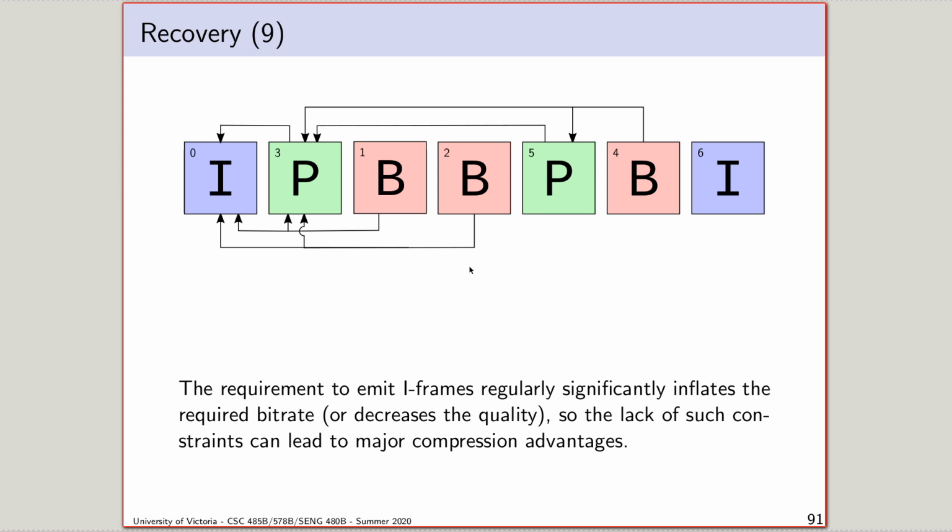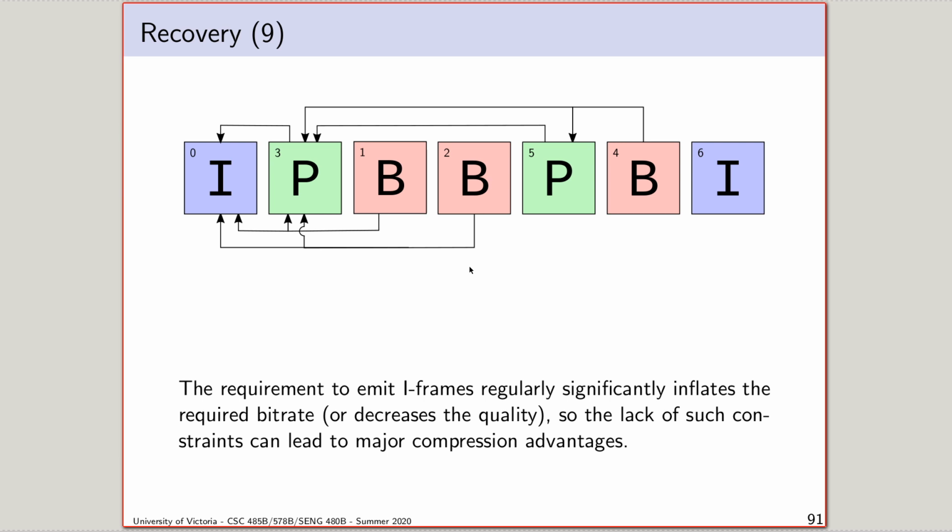And doing so, of course, inflates the bit rate. If we have to emit an I frame twice a second and I only have 1 megabyte per second, then I'm going to have to use up a lot of that space transmitting these I frames. And so that's a trade-off, and it's one that you're welcome to exploit. You do not necessarily have to have lots of I frames in assignment 5.